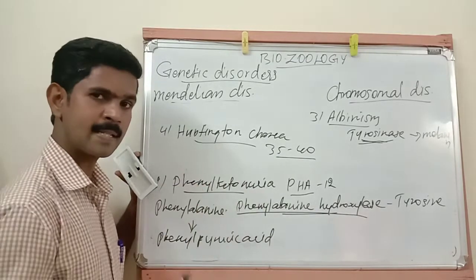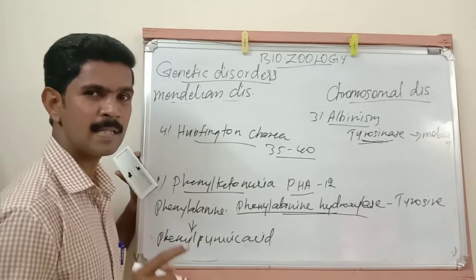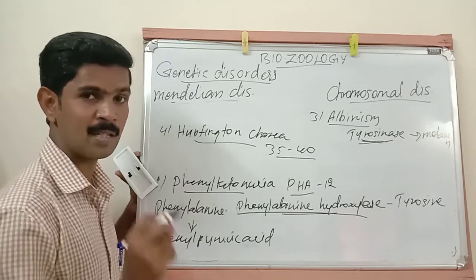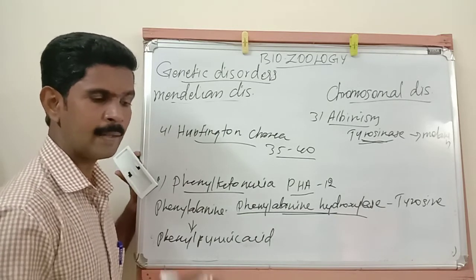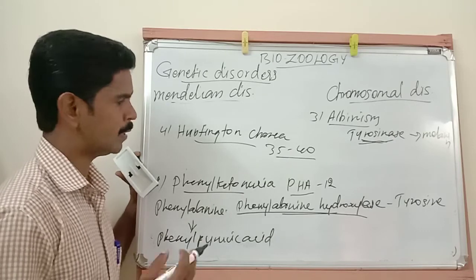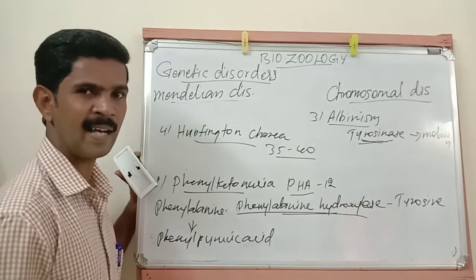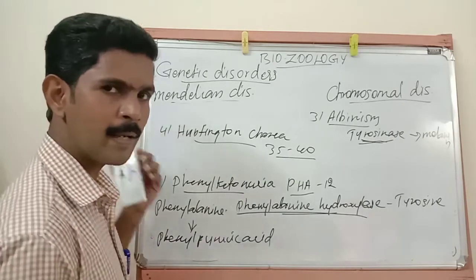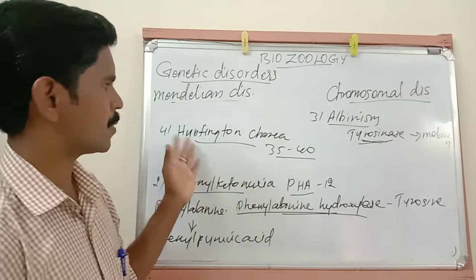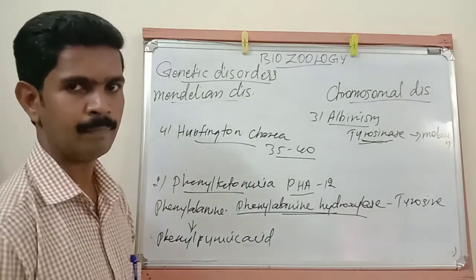Then the symptoms I mentioned. First symptom, involuntary, uncontrolled jerking of the body. Then damage in the nervous system. Then the third one is some other physical and mental problems, physical and mental retardation. So these are the symptoms of Huntington chorea.